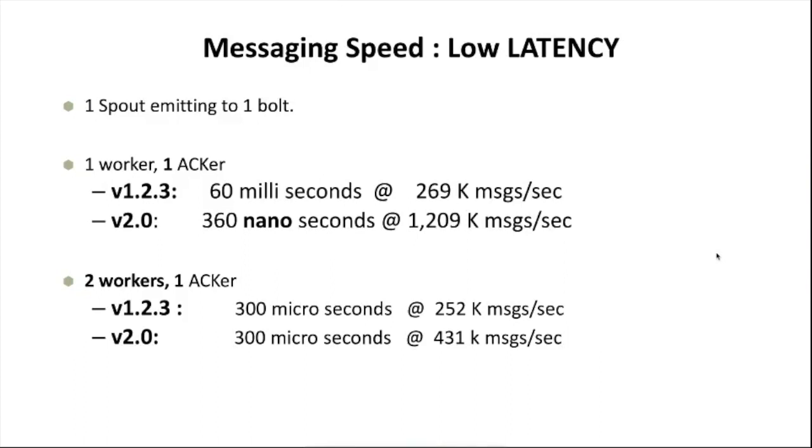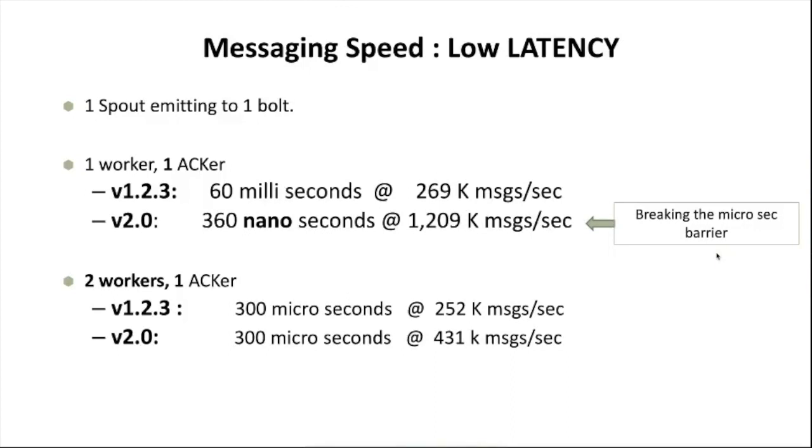With 1.2.3, you can see we achieved about 60 milliseconds, and the throughput sustained at that point was a little under 300K. With 2.0, we basically break the one millisecond barrier, and now we're into the microsecond territory. At the same time, you can see there's a spike in the throughput, so a huge difference there. Now this is with ACKing enabled, because it's easy to track latency with ACKers because of the inbuilt latency measuring system in the ACKing model. I would suspect it's even better with ACKing disabled.